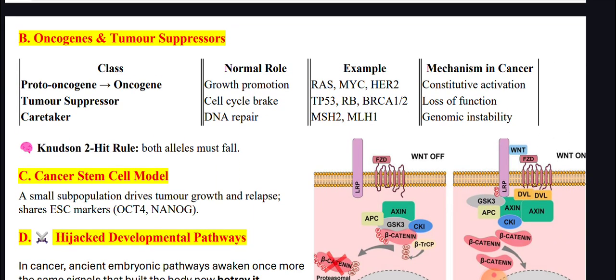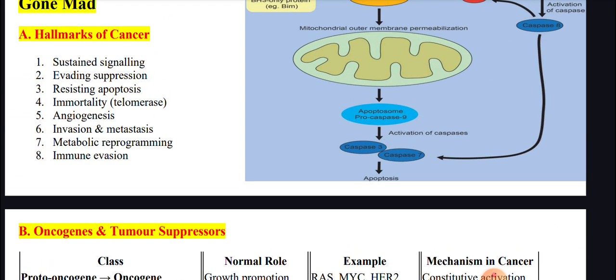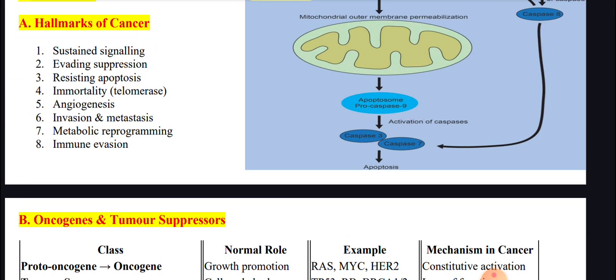And the sources identify key characteristics that a normal cell needs to acquire to become truly malignant. These are the famous hallmarks of cancer.